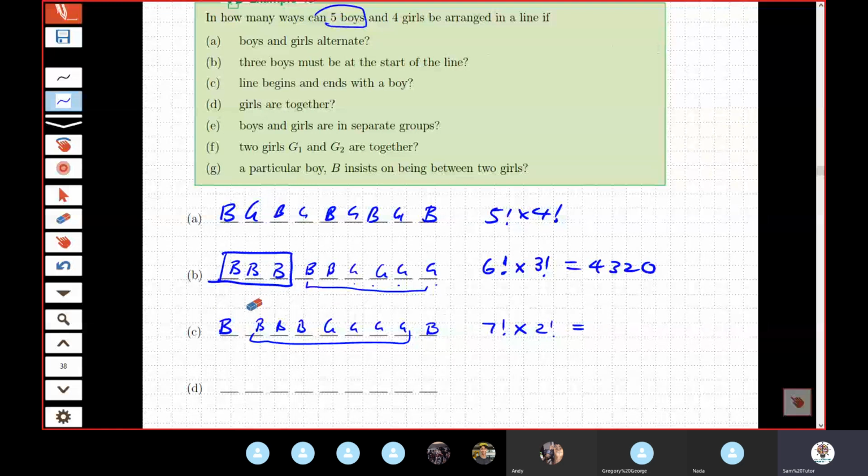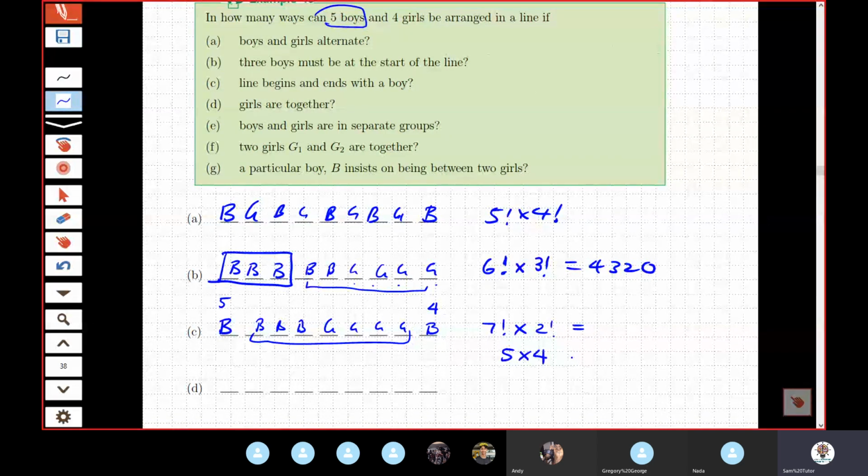Let me think about it again, what you're saying. You're saying if the line begins and ends with a boy, you've got 5 that can go here, 4 that can go here. But then the problem is, if you're going to do 5 and 4, now you're not going to swap their positions. Do you understand that? So you're just doing different methods. So that's okay. Again, I should be able to get it out.